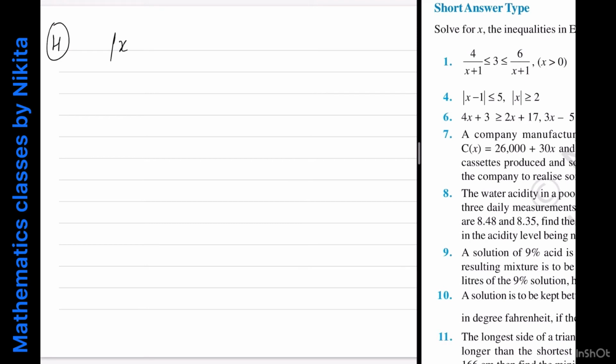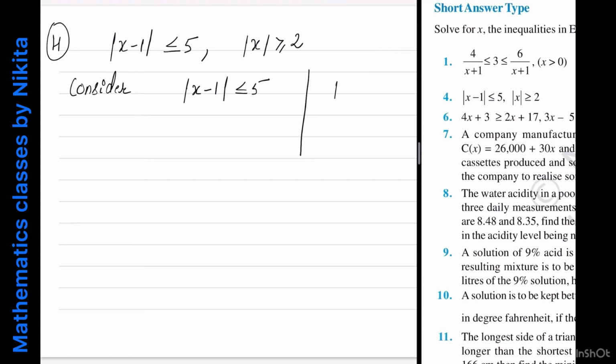So therefore, question number 4: mod of x minus 1 less than or equal to 5, comma, mod of x greater or equal to 2. So first let us consider mod of x minus 1 less than or equal to 5. I told you the result. The result was that mod of x less than or equal to a implies that x is less than or equal to a and greater or equal to minus a. So from here, we get that x minus 1 is less than or equal to 5 and is greater or equal to minus 5. And where does this come from? By the definition of the mod function.